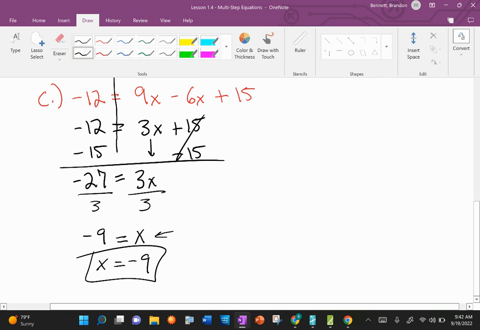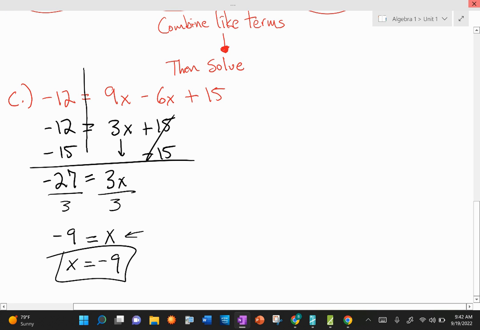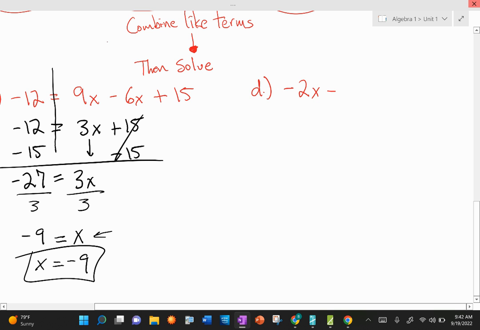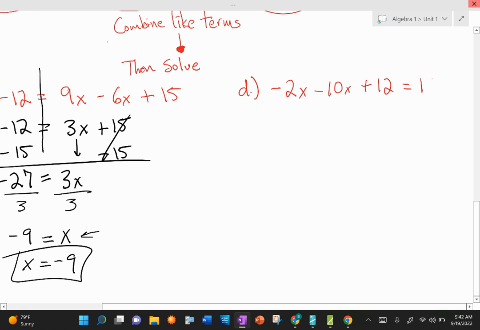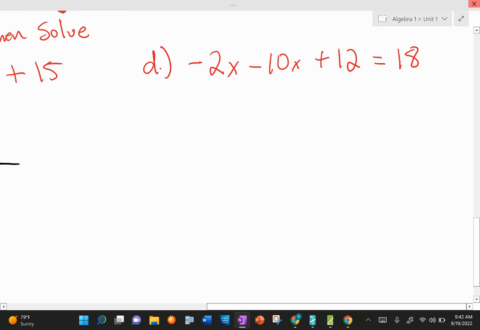Any questions on that? You're going to do one by yourself. Let's do negative 2x minus 10x plus 12 equals 18. Negative 2x minus 10x plus 12 equals 18.